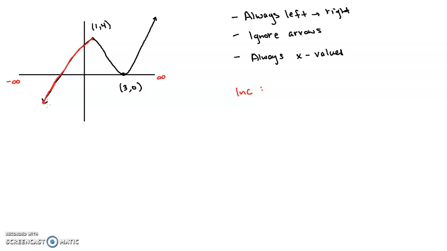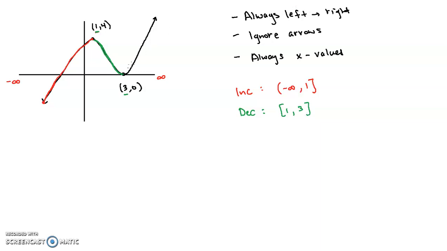So we are increasing from negative infinity to 1, looking at the x values. Negative infinity to 1. Infinity is never included. For this edition of this book, 1 is going to be included. Next part, going from left to right, we're going down. So we are decreasing from 1 to 3. Again, only the x values.